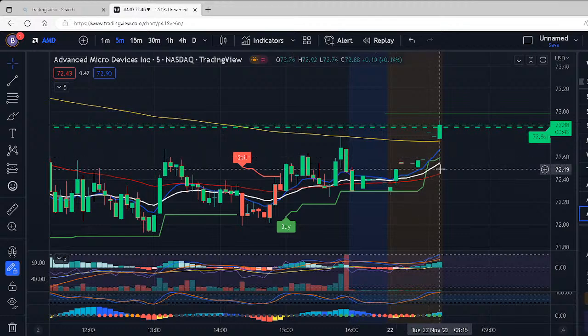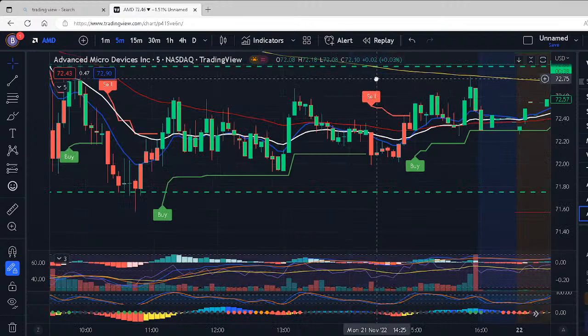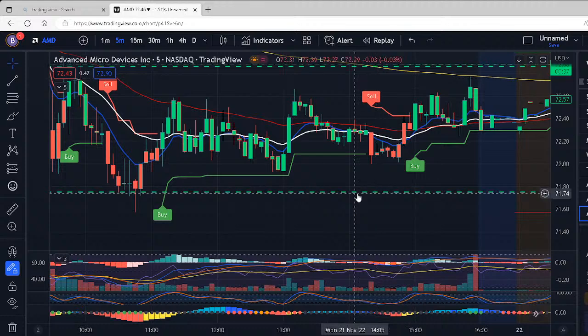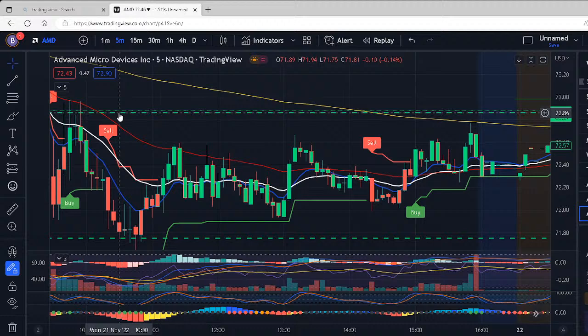Hey, guys, I'm gonna jump right into it. We're gonna start with AMD. As you can see, AMD yesterday was in a tight range all day. It was in a range from 71.76 to around 72.80-ish. As you can see, it was using the 50 EMA as resistance all day, but towards the end of the day, it got above it.